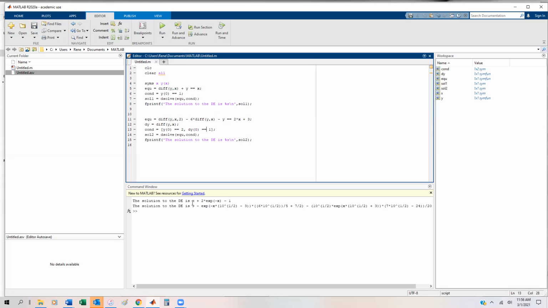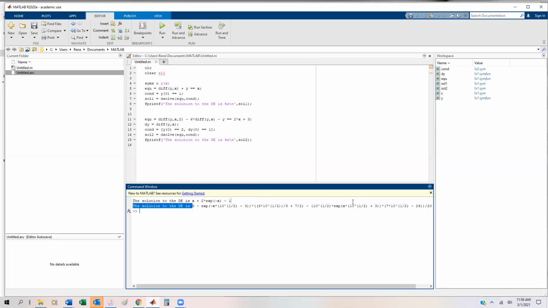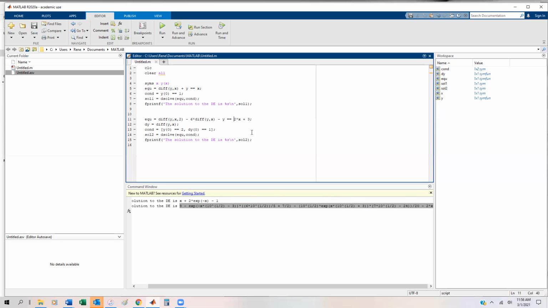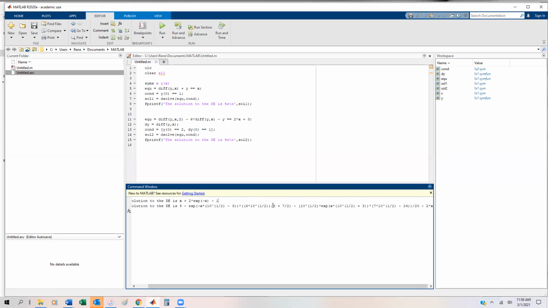All right, and here's our solution. And for those of you that have taken differential equations, you probably remember that solving non-homogeneous differentials gets pretty ugly because you have both a particular solution as well as a complementary solution. All right, so it's expected that this is going to be a pretty ugly looking solution, which it is.